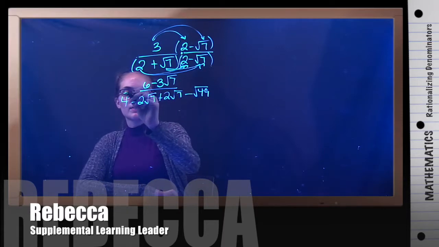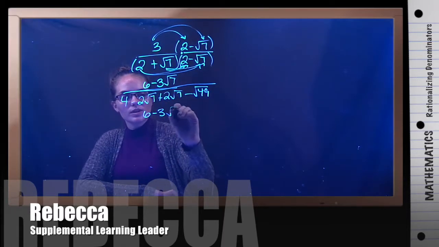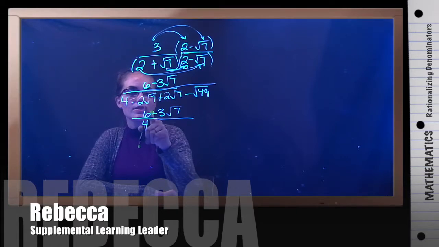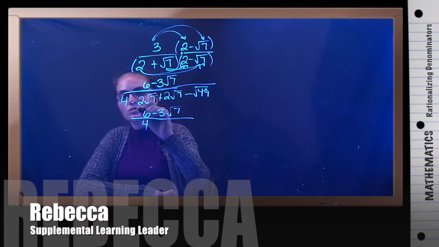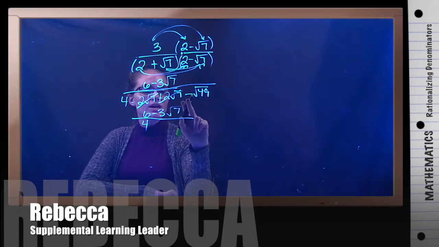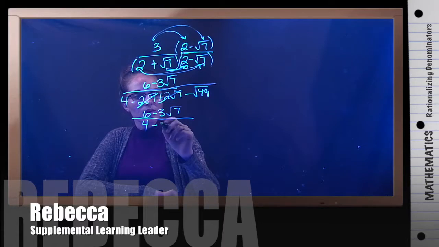Now we have to simplify everything. The top stays the same, 6 minus 3 square root of 7. And now the bottom will be 4. And then this negative 2 square root of 7 plus 2 square root of 7, we can combine those because they're like terms. But negative 2 plus 2 will just cancel because it makes 0. And then we have the square root of 49 is 7 because 7 times 7 is 49. So this will end up being minus 7.